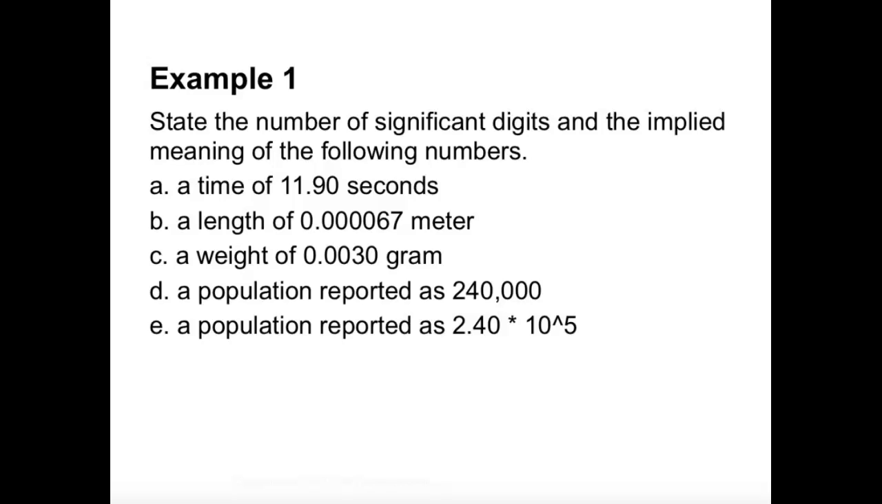So a time of 11.90 seconds. In the chat, how many significant digits would 11.90 seconds have? Four. Good. I agree. So all four of those are significant, and the meaning is that we are measuring to the nearest hundredth.